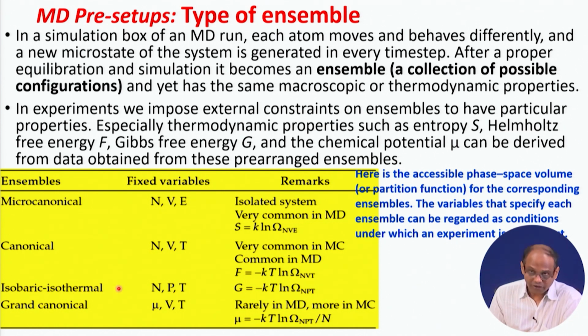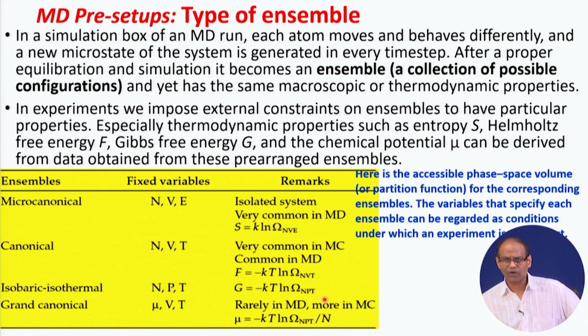Isobaric and isothermal, where the pressure and temperature are fixed, and also of course the number of atoms is fixed, and in this case we can get the Gibbs free energy. Grand canonical, in this case the number of atoms may change, and then we can get the chemical potential value. Okay, so these are the different ensembles we need to use to get particular types of properties.